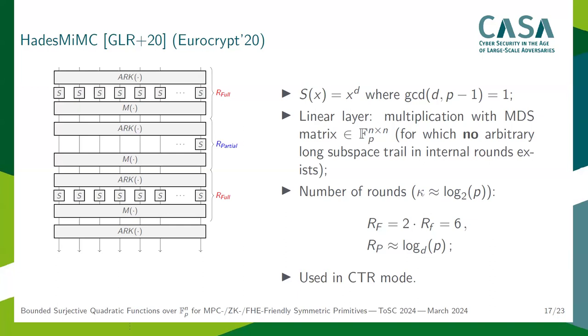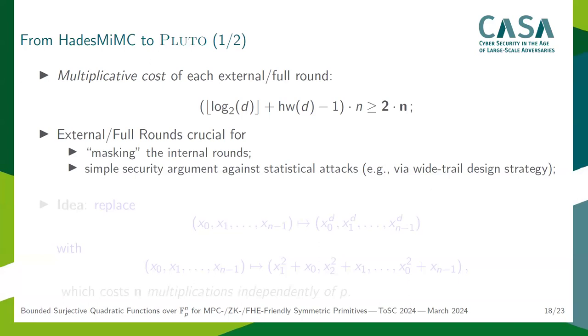Again, the power map is very expensive if you consider the inverse. We don't want to use decryption, so what we actually did was to use Hades MiMC in counter mode. And the problem, as you can understand, is these external rounds that are very expensive. Each one of these rounds costs at least 2 times n multiplications, so each S-box costs at least 2 multiplications. But we need these rounds. We need them because they allow for a very simple security argument against statistical attacks. For example, we can use the wide trail design strategy for showing security against differential and linear attacks. And at the same time, they also mask the internal rounds. So they are crucial also from the algebraic point of view.